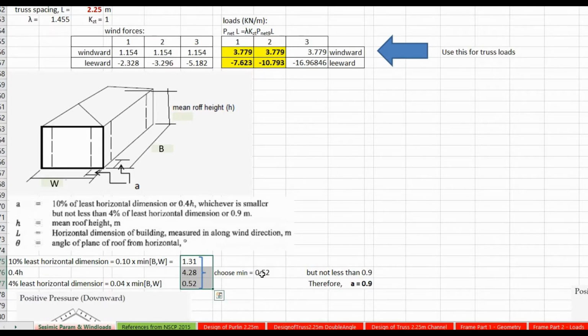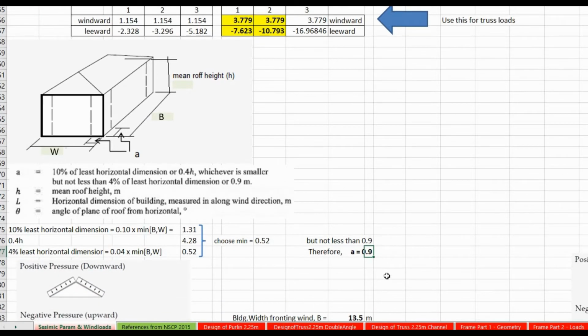But, take note that it should be but not less than 4% or 0.9. Notice that 0.52 is less than 0.9. Kaya, gagamitin natin ay, obviously, 0.9.